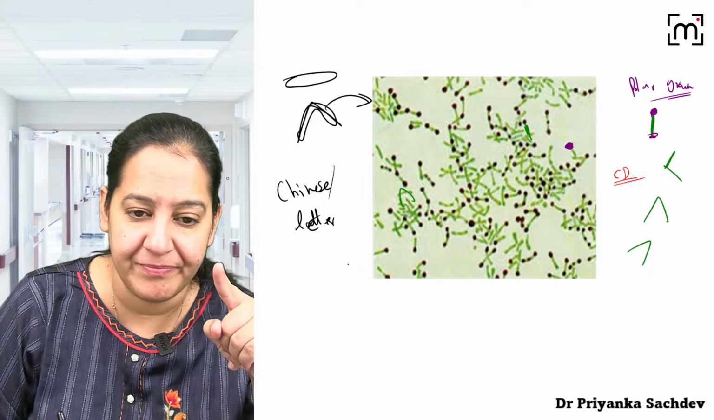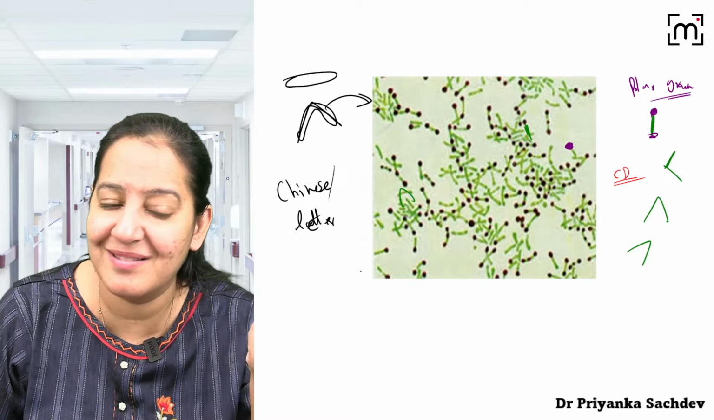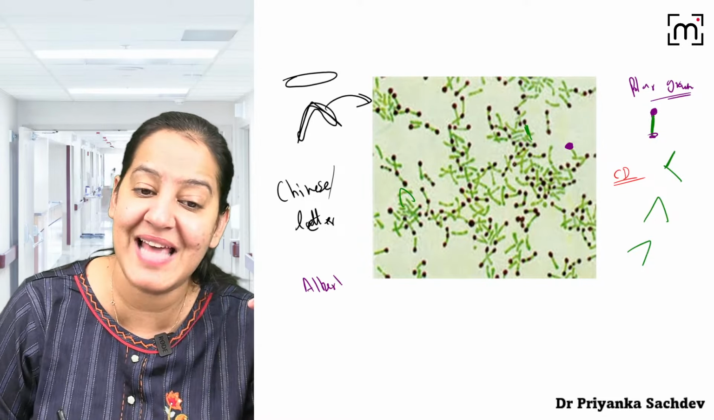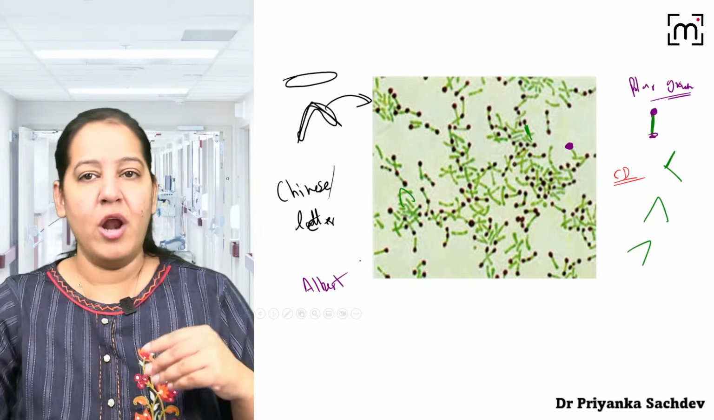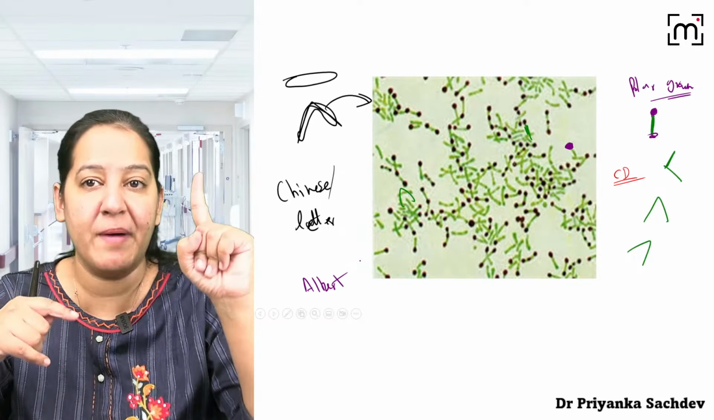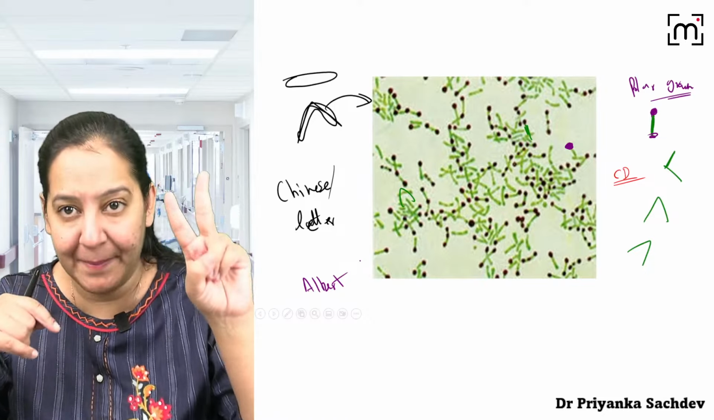And which stain is it? The green bacteria with blue granules. The stain is Albert stain. This stain is Albert stain, right? So these all are your MCQs. The bacteria is Corynebacterium diphtheriae. The stain is the Albert stain.